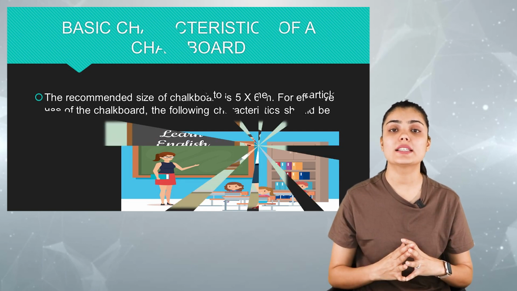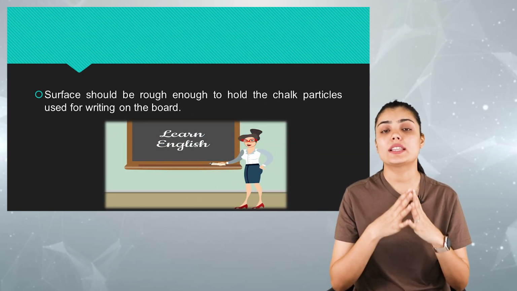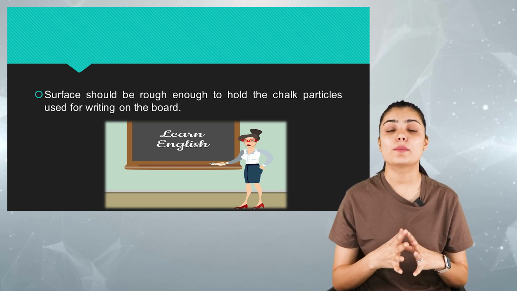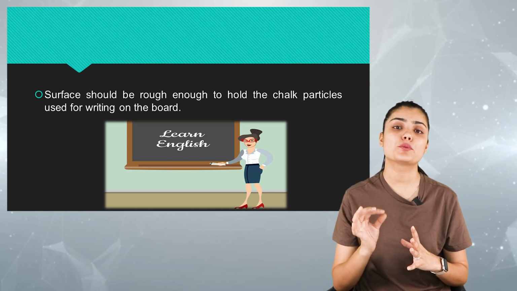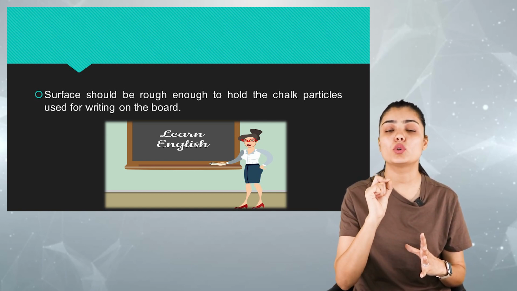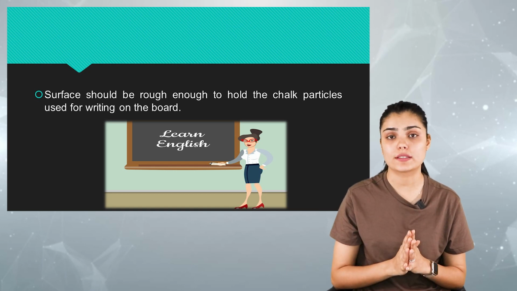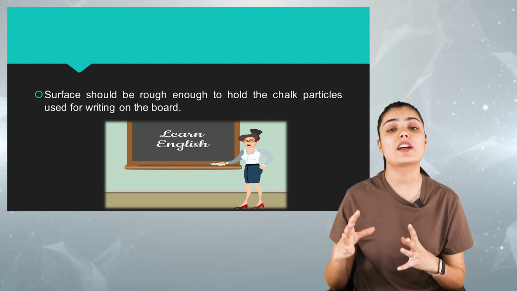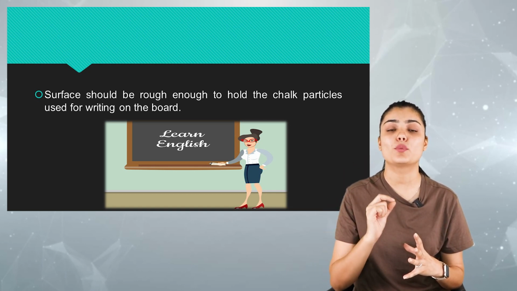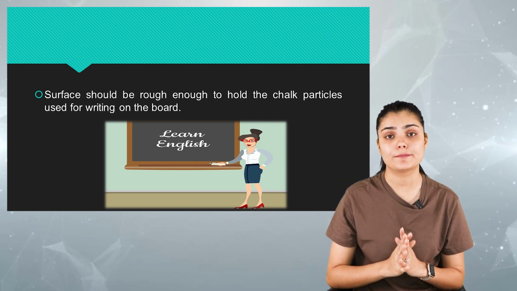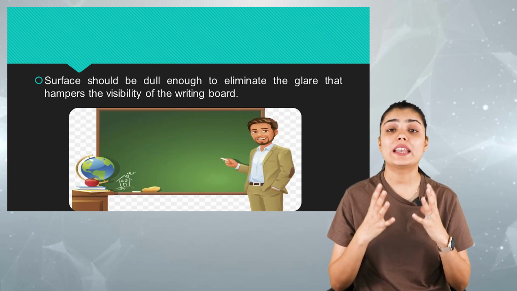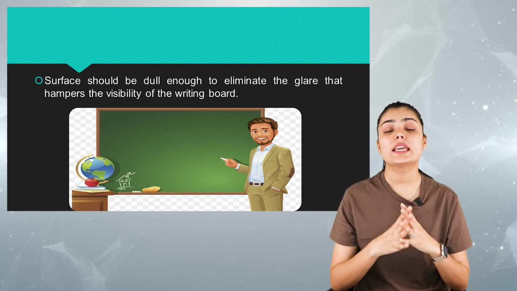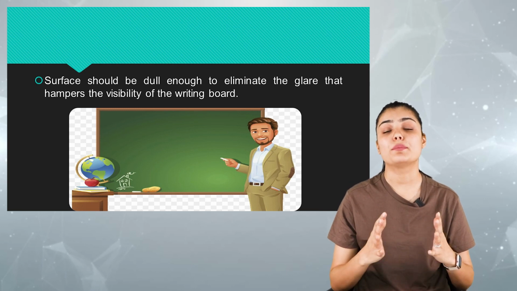The second one is, as we said in the introduction, that it is a smooth surface, but the surface of the blackboard must not be very smooth, but it must be rough enough so that the chalk can be used on the surface. So the surface of the blackboard must be smooth, but it must also be rough enough to hold the chalk particles while somebody is writing on it. The surface must not be very glaring. It must be dull enough so that problems in visibility for the viewers can be avoided.